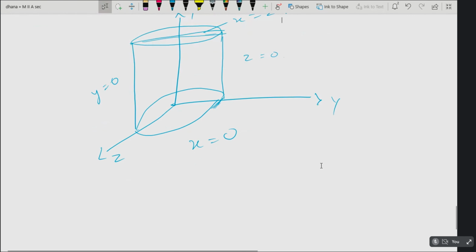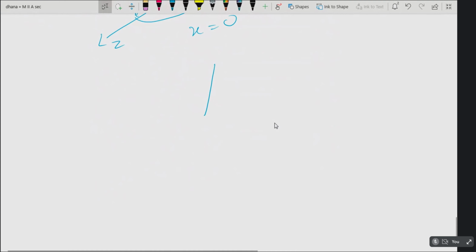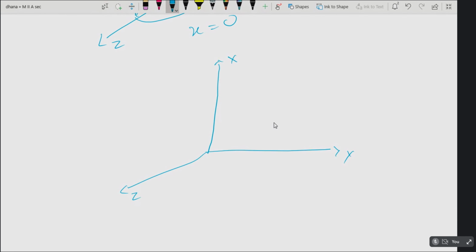Here it is given as bounded by the cylinder y square plus z square is equal to 9, the planes x is 0, x is 2, y is 0, z is equal to 0. So let me draw this again, just to get an idea. So this is z axis, this is y axis, this is x axis.